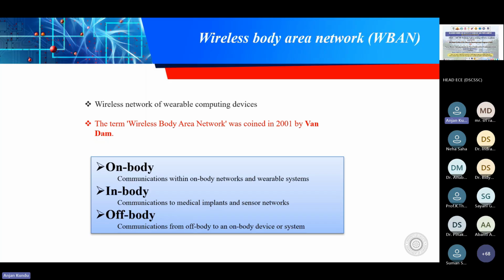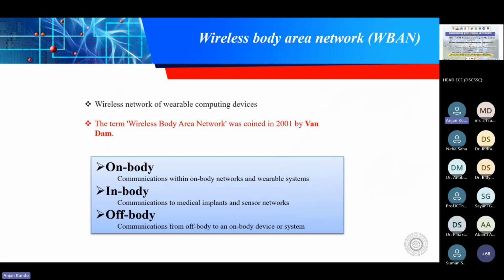On body means communication within on body networks and wearable systems. In the case of on body IoMT, the sensor has to be placed on the body. In body means there will be communication between the medical implants and the sensor network. Medical implants means the patient needs a minor surgery. The sensor has to be placed within the body. That is known as an implant. We implant the sensor within the body, and then that sensor communicates with the external world. That is in-body communication, or in-body IoMT, or in-body WBAN.